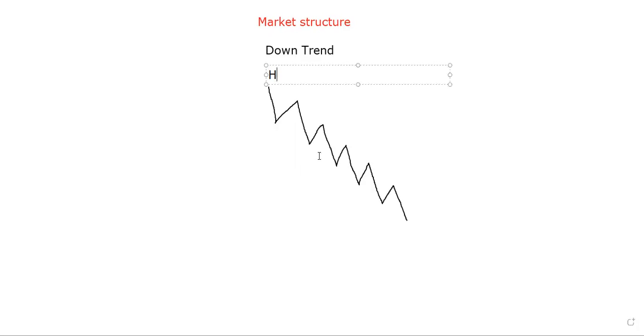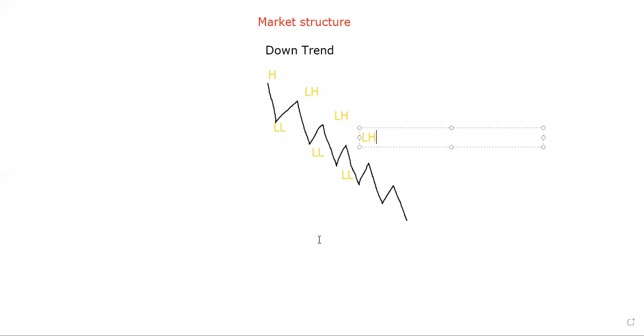We have a high. Let me change the color. Maybe let's make it pink or maybe yellow. It's kind of better. So we have a high right there. We have a lower low. We have a lower high. Lower low. A lower high right here. A lower low. Then we have a lower high.